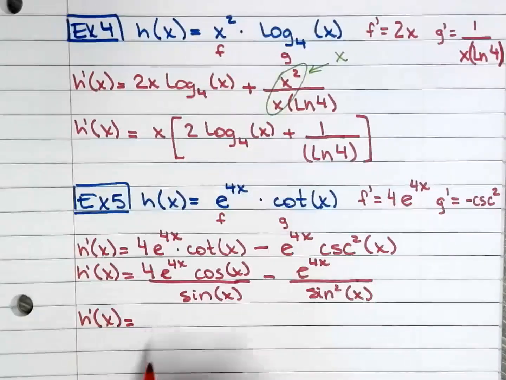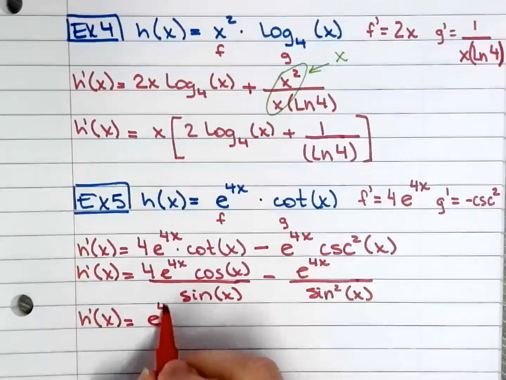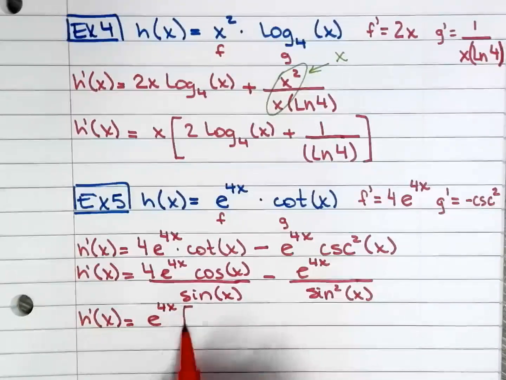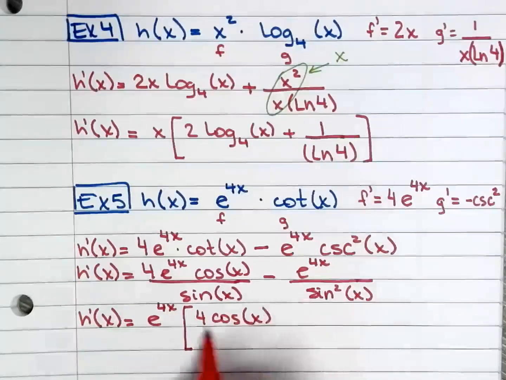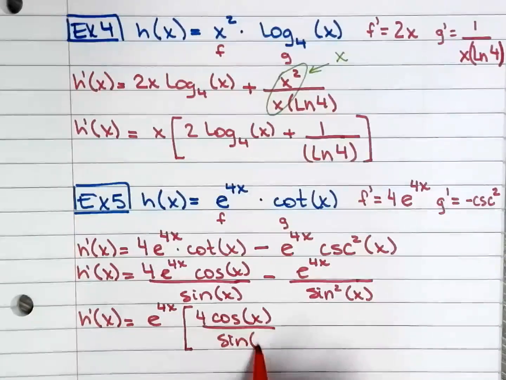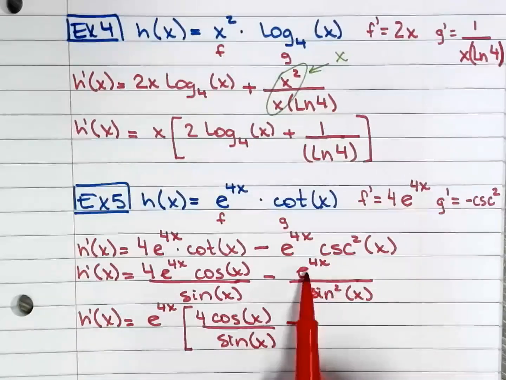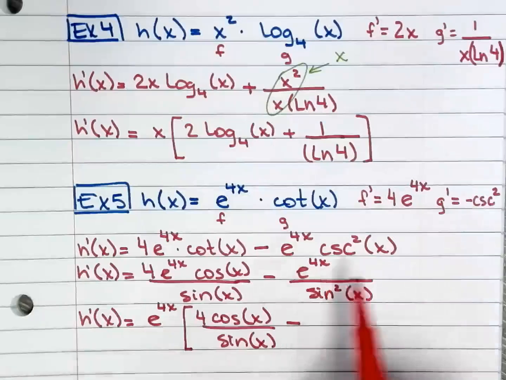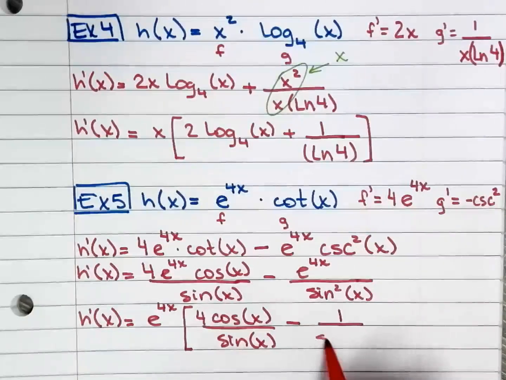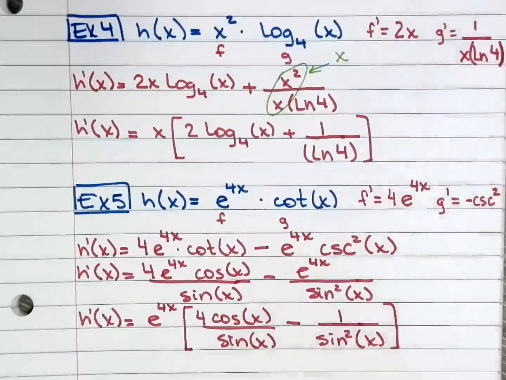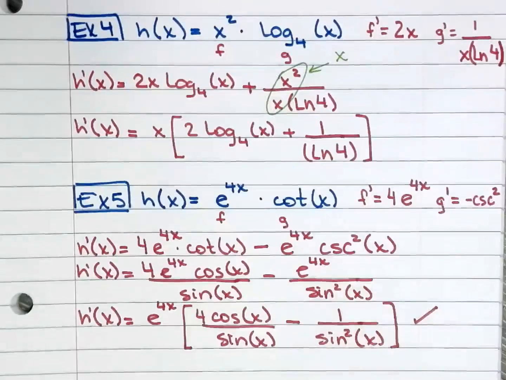We can factor out e to the power of 4x, leaving us with 4 cosine of x over sine of x minus e to the 4x divided by e to the 4x is just 1. So I have 1 over sine squared of x. Now, this is fully simplified. This will give you full credit.